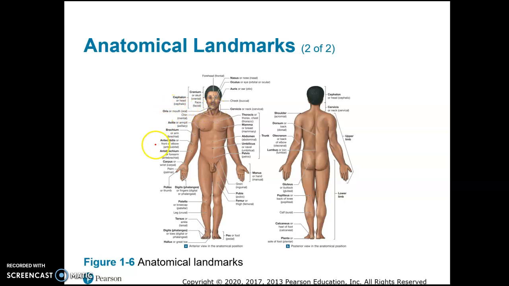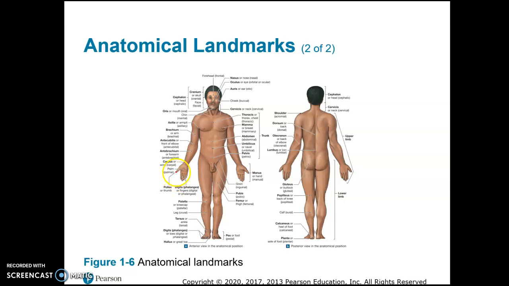Okay, then let's go down on the left side of the figure. The mouth is the oral region. The chin is the mental region. The armpit is the axillary region. The arm, which is what we call the upper arm in anatomy, that is the arm, is the brachial region. And then the bend of the elbow is called the antecubital region. The forearm is the antebrachial region. The wrist is the carpal region. The palm of the hand is the palmar region.